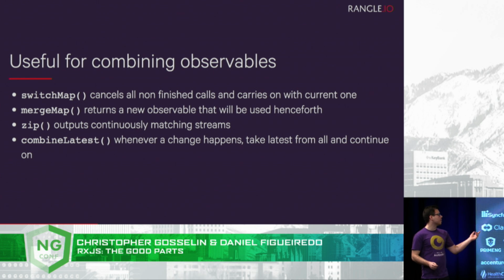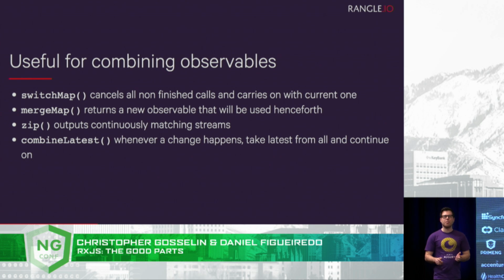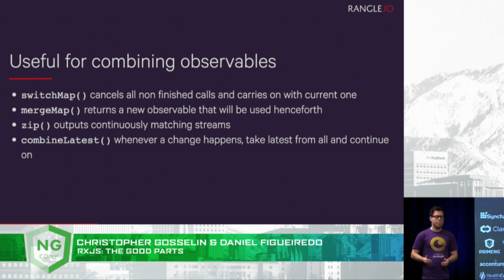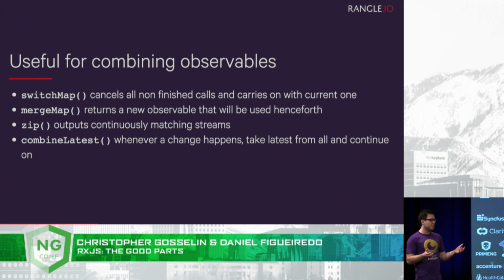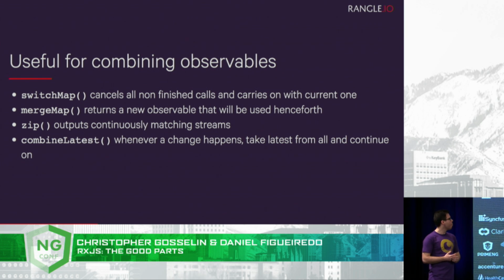Whereas mergeMap, on the other hand, every single, say, keystroke, if it's hooked up to an HTTP request, it'll fire every single time. So they're very specific differences, but you have to be really careful with it. Otherwise, you can end up with a lot of overhead.